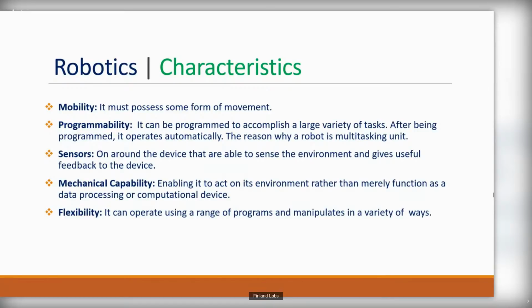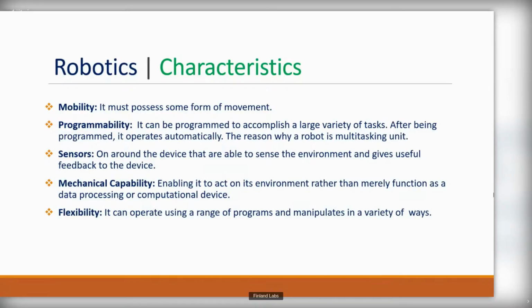Third one is sensors. Around the device, they are able to sense the environment and give some useful feedback to the device. So there should be some kind of sensors attached to the robot to sense the changes in the environment. It can be your IR sensor, it can be your ultrasonic sensor, it can be your sound sensor. There are so many sensors that we have in robotics.